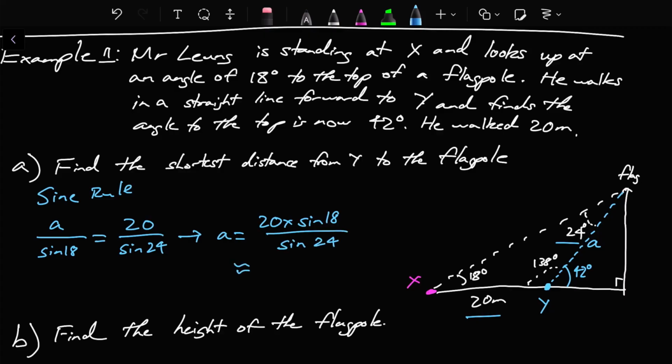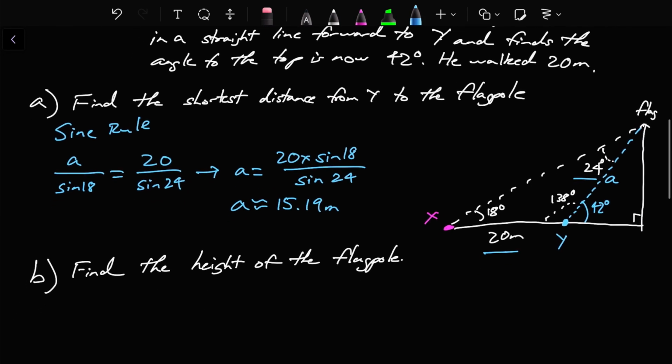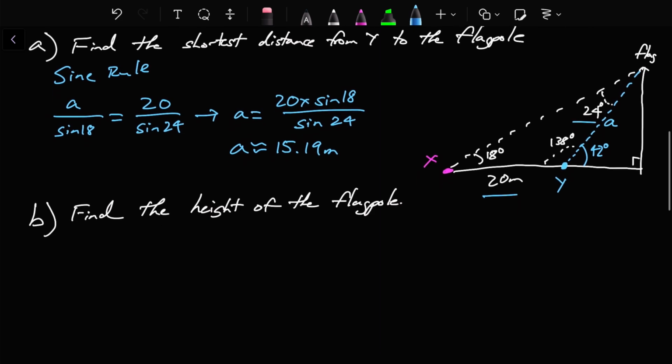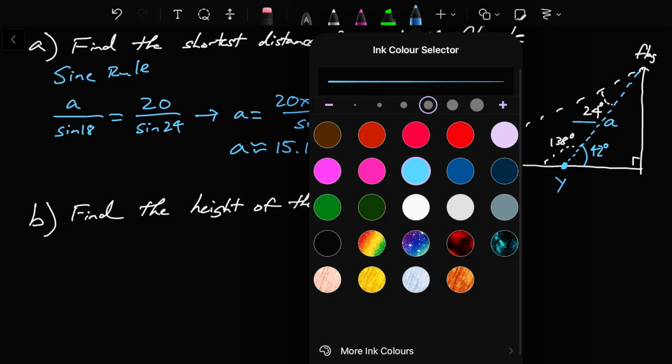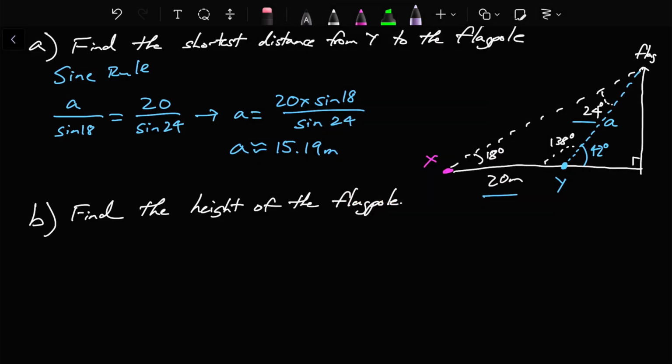Let me get a decimal approximation. 20 times sine of 18 divided by sine of 24. It's roughly about 15.19 meters. Okay? That's the value of A. All right. Then we're asked to find the height of the flagpole. In other words, we're asked to find this. Okay, we're asked to find H.